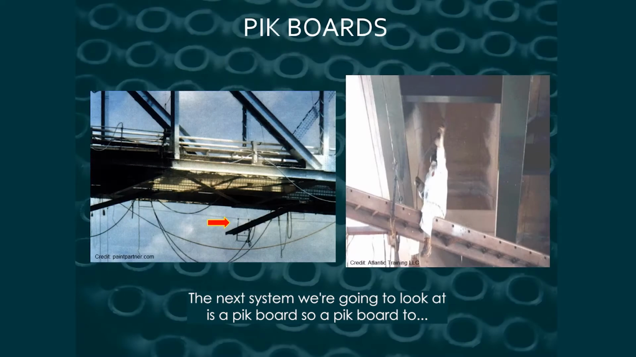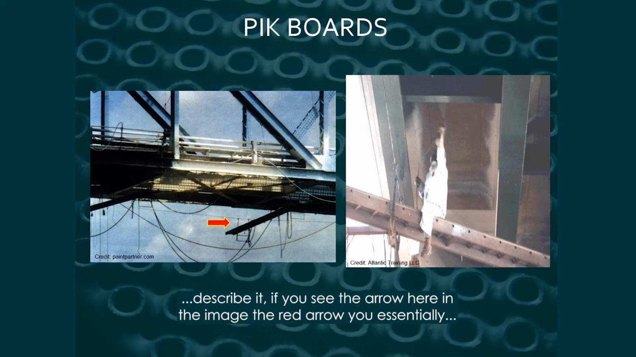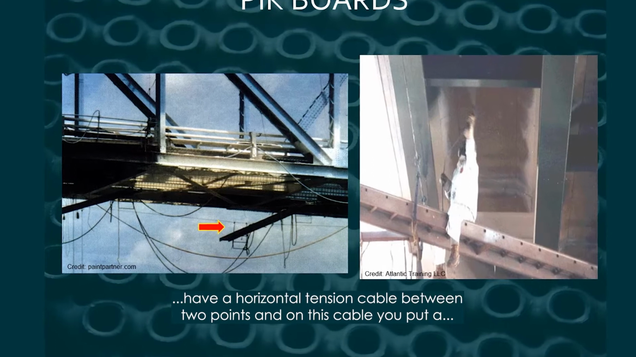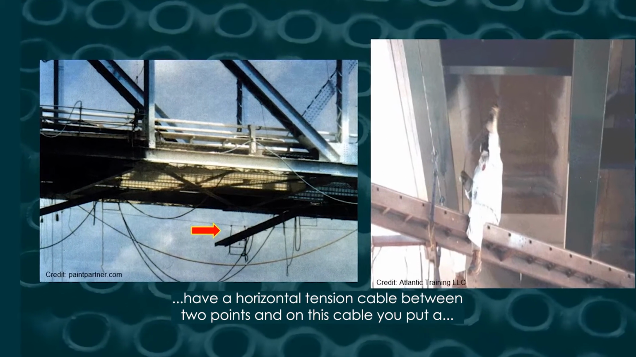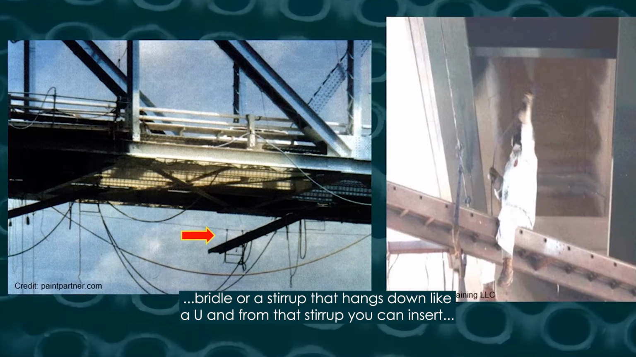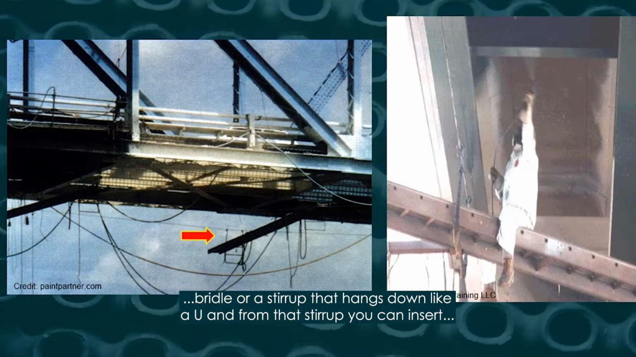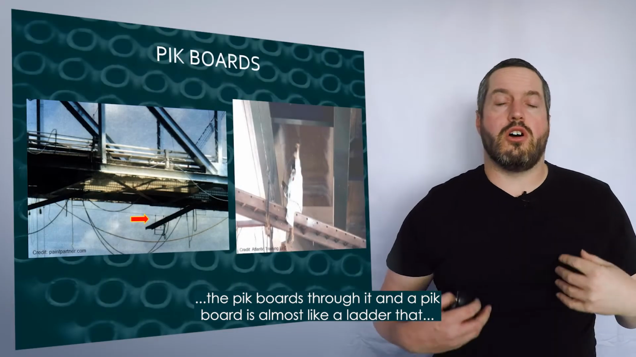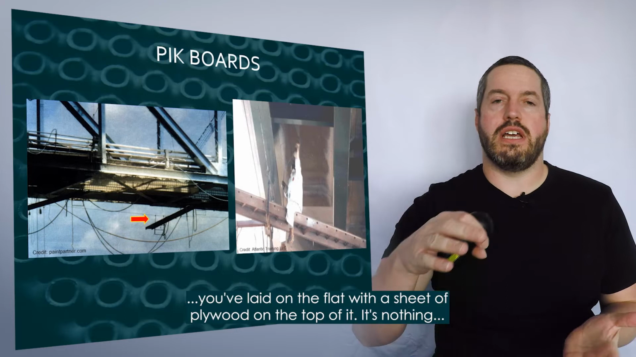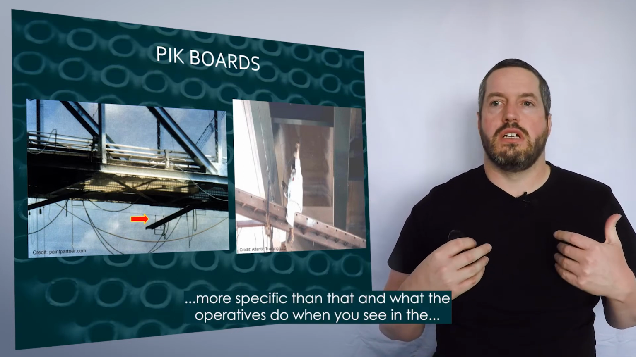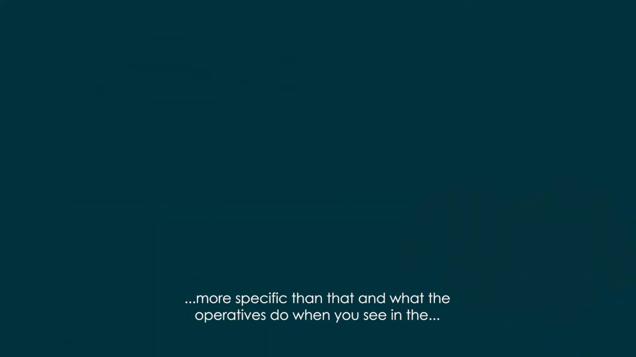The next system we're going to look at is a pickboard. So a pickboard, to describe it, if you see the arrow here in the image, the red arrow, you essentially have a horizontal tension cable between two points, and on this cable you put a bridle or a stirrup that hangs down like a U, and from that stirrup you can insert the pickboard through it. And a pickboard is almost like a ladder that you've laid on the flat with a sheet of plywood on the top of it. It's nothing more specific than that.